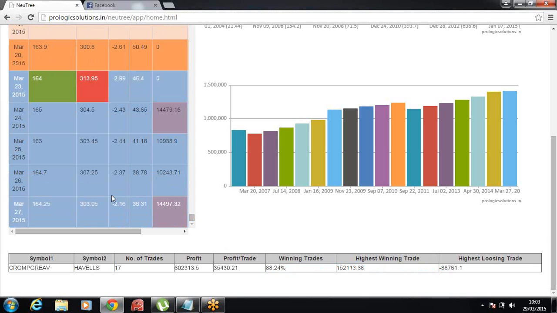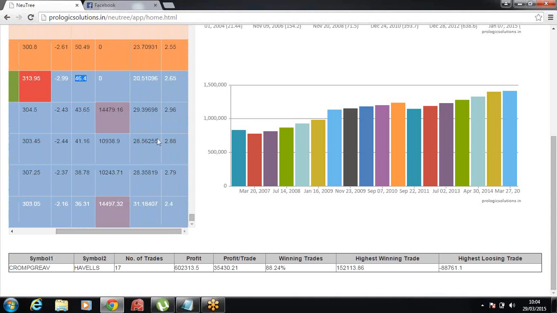So this is the current trade that is happening in Crompton and Havells. We got this call on March 23rd. That is Crompton buy and Havells is supposed to short. Now what we are looking at, the first thing is the z-score, that should be 2.7 and above, and the next is your correlation. Your correlation here is very less, 46. We usually get into trades looking for a correlation of 70%.